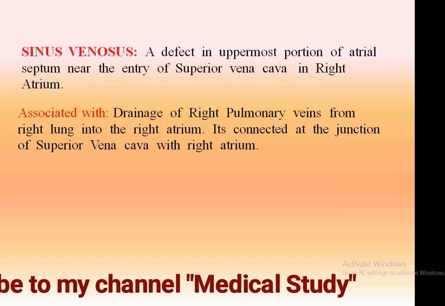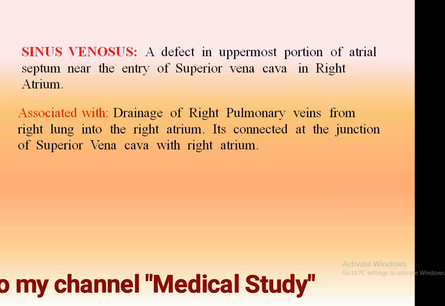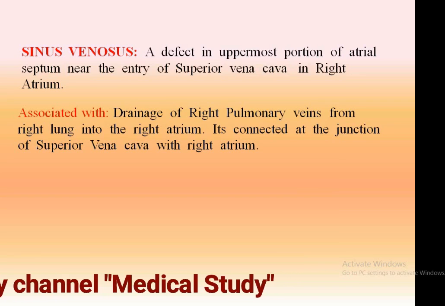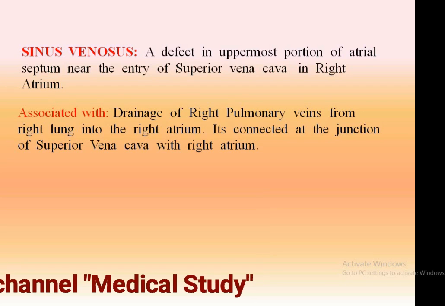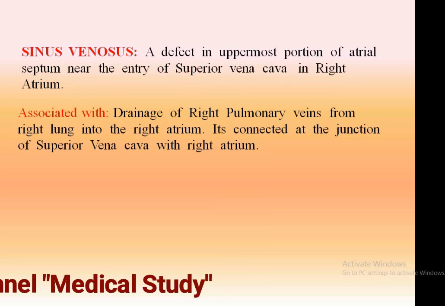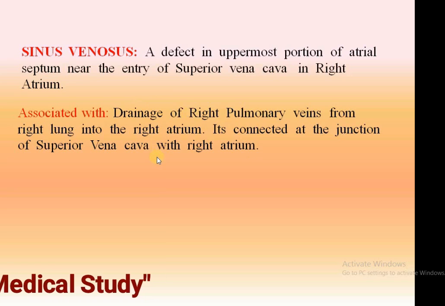So it is a defect in the uppermost portion of the atrial septum, where the right pulmonary vein opens into the right atrium. It is a defect because the right pulmonary vein should open into the left atrium. So this opens at the junction of the superior vena cava with the right atrium. Okay, so this is the sinus venosus type.